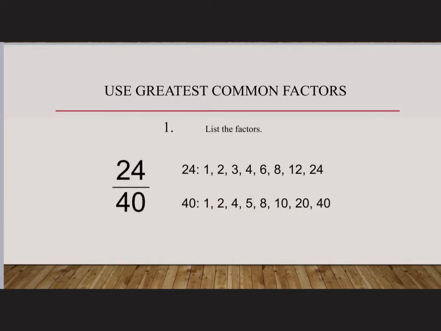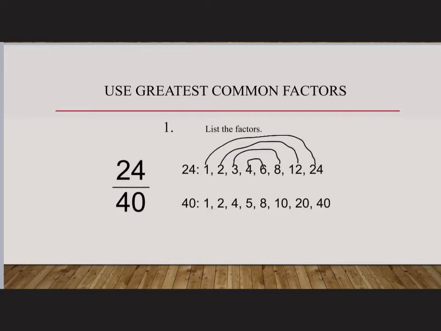So let's start out. I have 24/40ths here, 24 over 40. The first thing I'm doing is listing the factors. In order to list the factors, I need to know what number times what number is 24, and I need to know all of them. So 1 times 24 is 24. 2 times 12 is 24. 3 times 8 is 24. And 4 times 6 is 24. And that's it. There are no others.